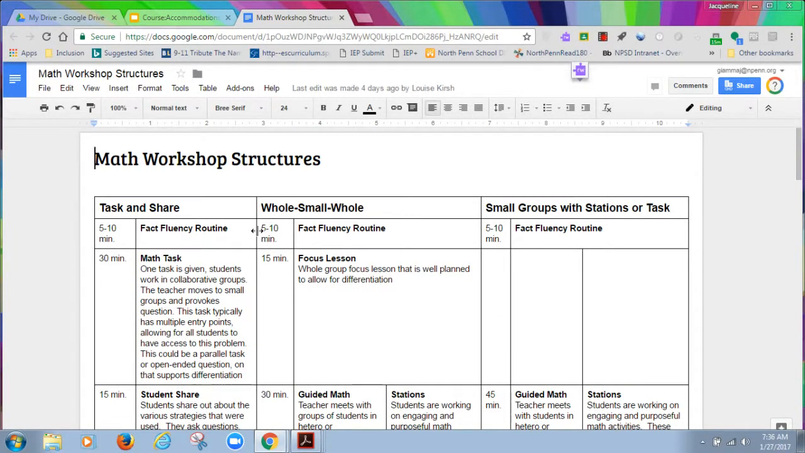And again, these aren't accommodations. This is just adjusting instructional delivery and how you're presenting information.